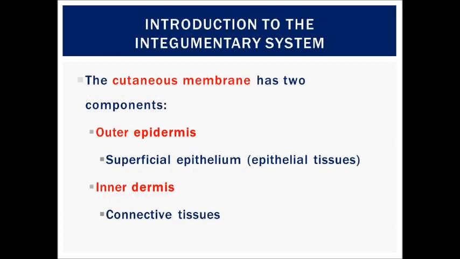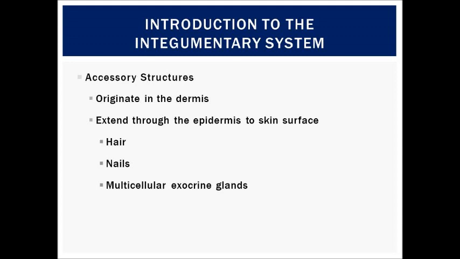For the cutaneous membrane, it has two components. First, the outer epidermis, which has the superficial epithelium. Second, the inner dermis, which has the connective tissues. For the accessory structures, they are located inside the dermis and extend through the epidermis. The accessory structures are hair, nails, and exocrine glands.